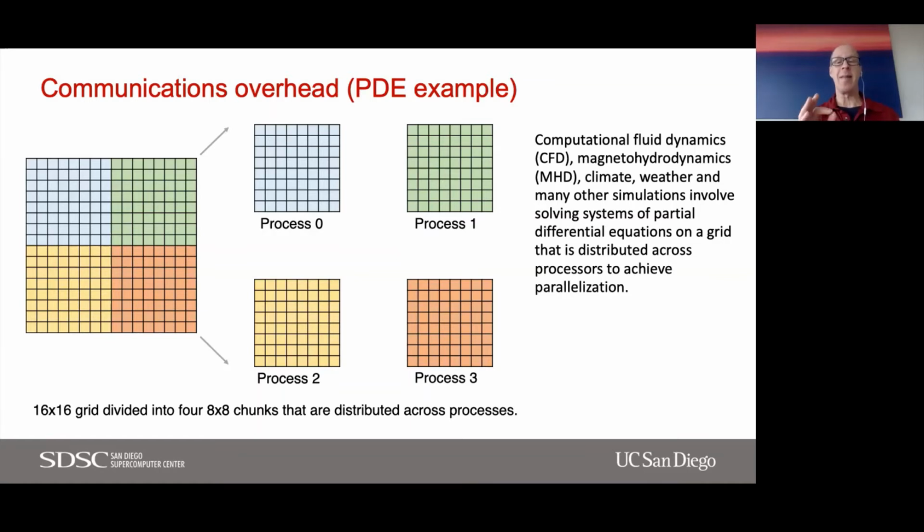So again, this is an unrealistically small example. If you were really doing climate or weather simulation, you would be looking at tens of thousands to potentially millions of cells. But here we're just looking at a very simple problem in 2D. So we have this 16 by 16 grid that we're going to divide into 4 8 by 8 chunks, and we're going to distribute these across the processes. So let's say we have process 0, 1, 2, and 3.